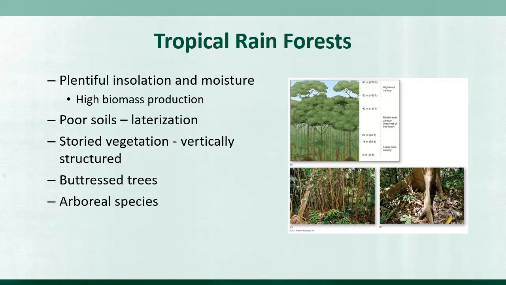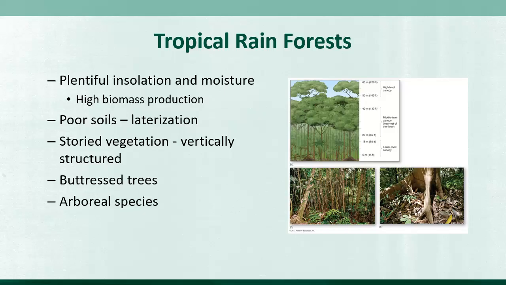Within the forest itself, there is what is called storied vegetation. Lots of different plants adapted to capturing as much sunlight and moisture as they possibly can, oftentimes in these effective layers within the forest. In addition, there are a lot of species that grow literally in and on the trees, arboreal species, rather than growing down low where there isn't a lot of nutrient.